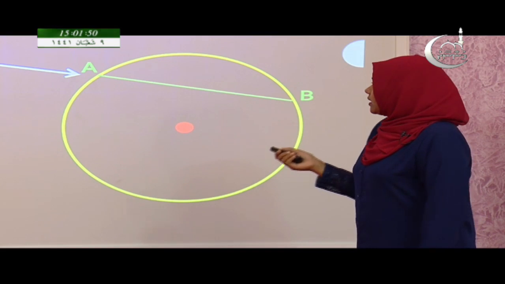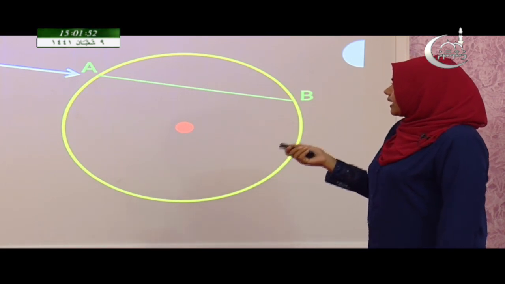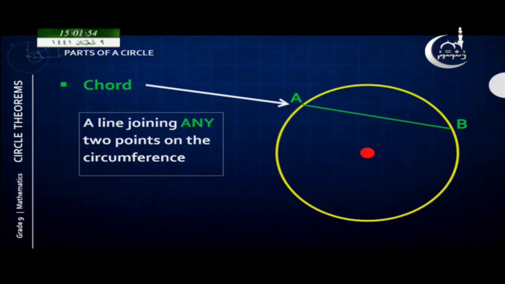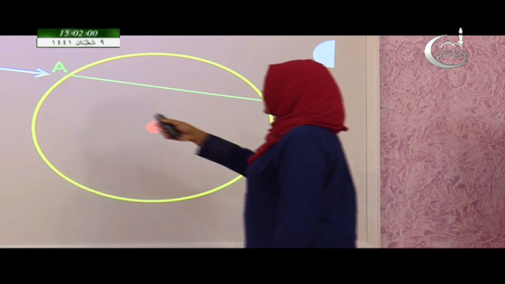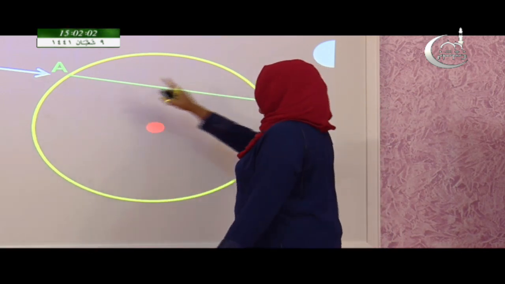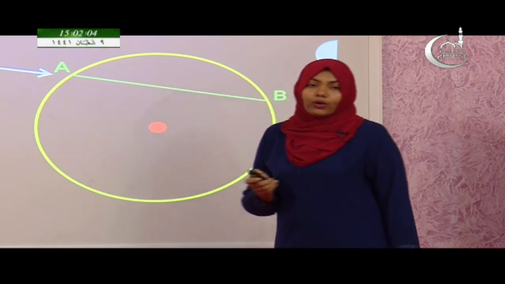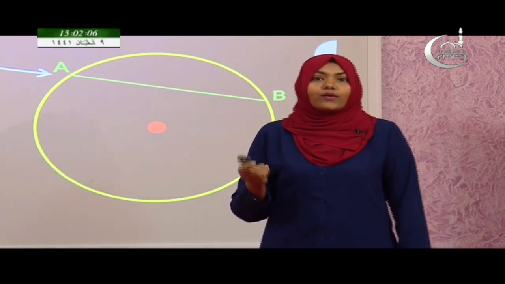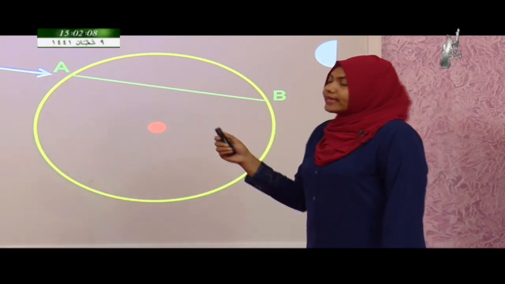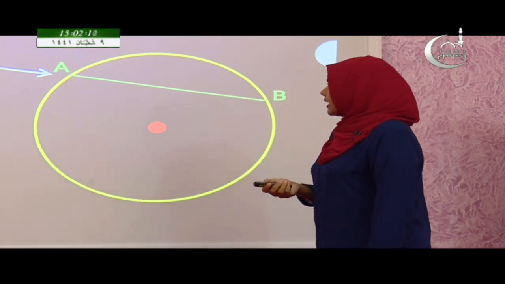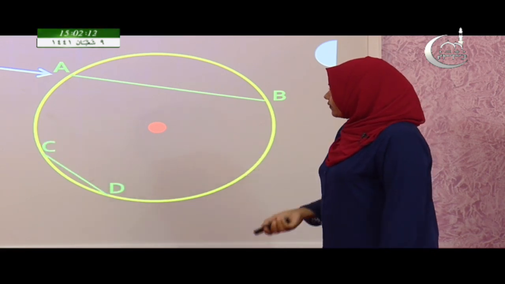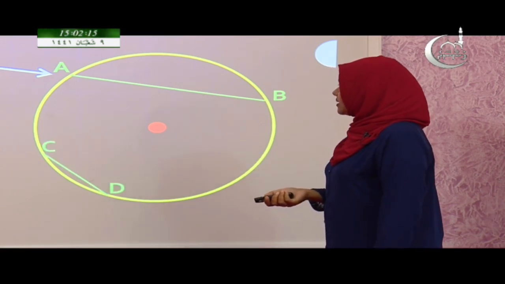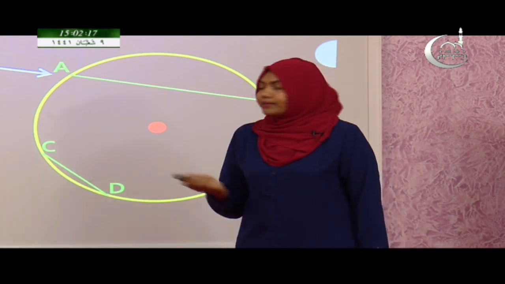Chord: any line that joins two points on the circumference. It can be any point. Here I have marked A and B as a chord, but you can take any point on the circumference, from one edge to the other edge of the circle. You can see here that C and D is also a chord.